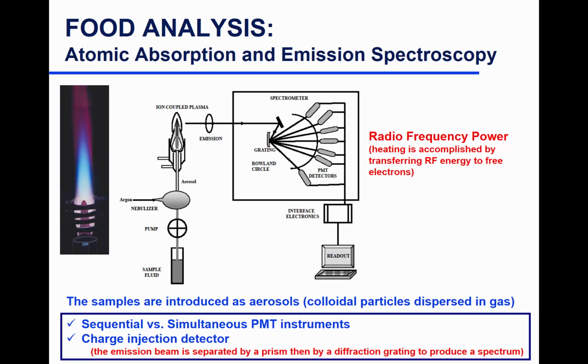So you can do it simultaneously if you have multiple tubes. Sometimes you can do it sequentially. That means you would have one photomultiplier tube, and then you sequentially change the selection of the wavelength, and then read emission at different wavelengths.